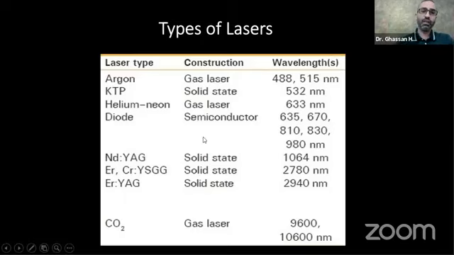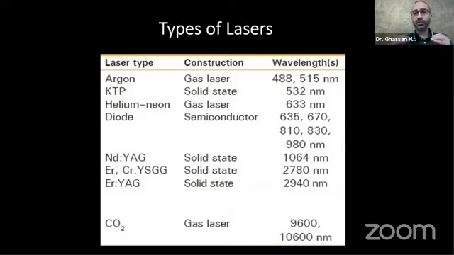For example, if we have argon inside the box, we call it argon laser. If we have diode inside the box, we call it diode laser. If we have CO2, carbon dioxide, inside the box, it is a carbon dioxide laser.